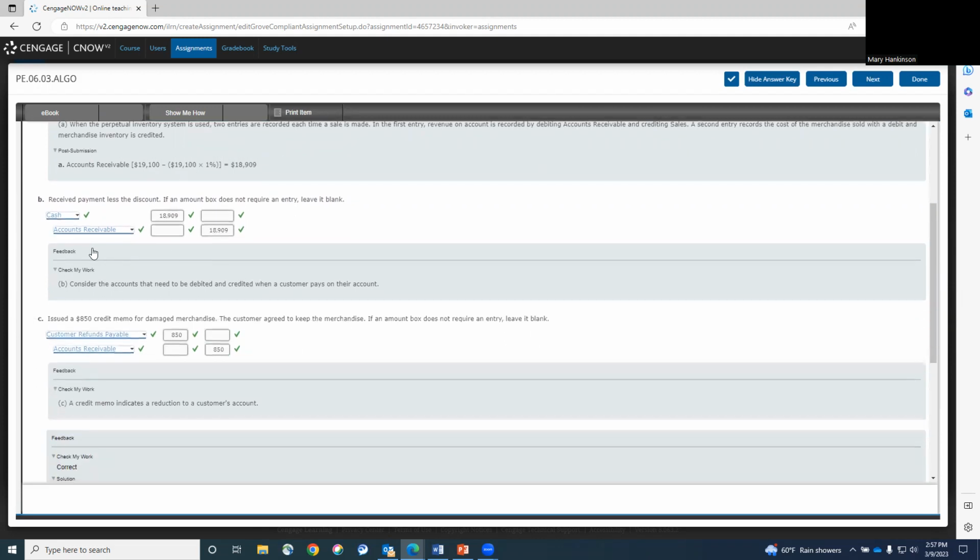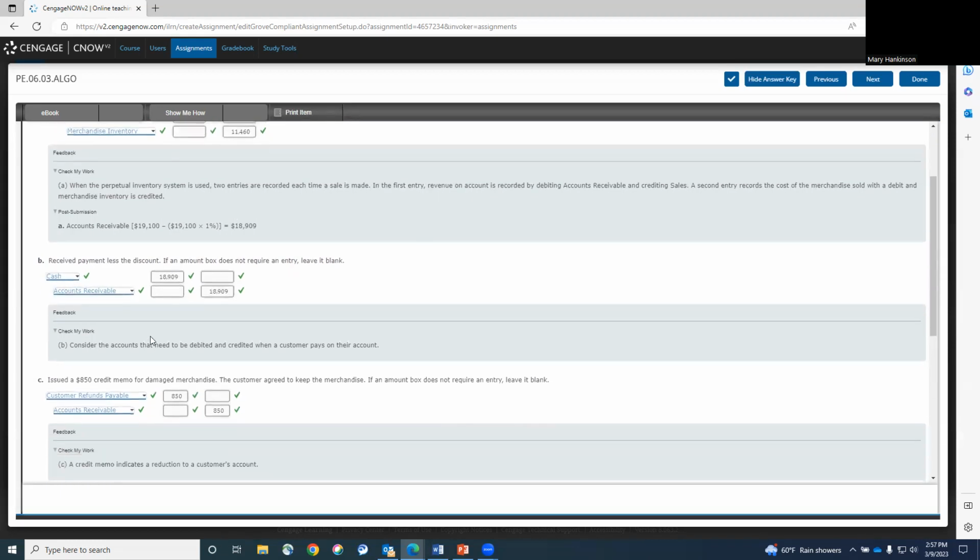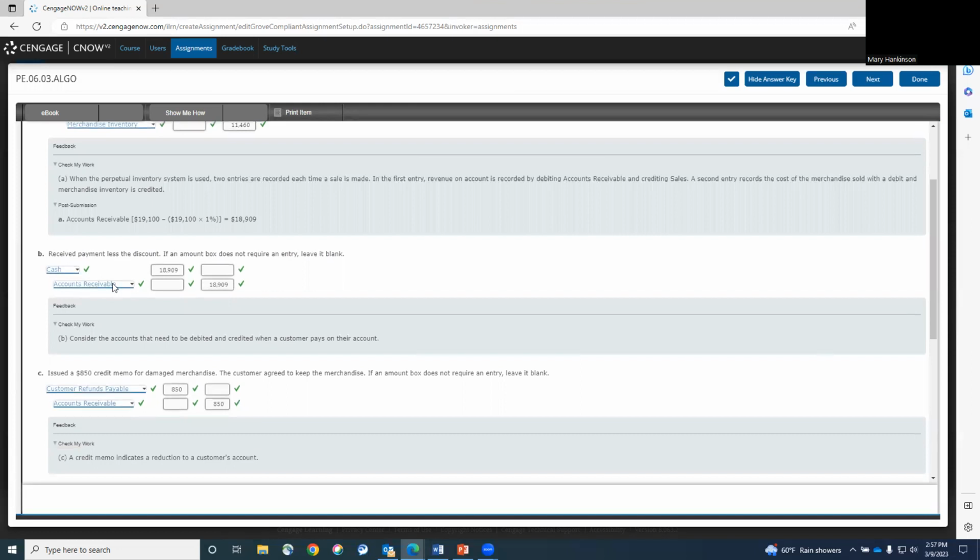All right, so now let's look at B. We received cash payment less the discount. So again, we're going to show a debit to cash because we received cash. We increased our cash, and that means a debit. And they paid it less the discount amount. So the amount that we calculated up here is the same amount we'll use here. And then, of course, we're going to close out that receivable because they've paid it in full. So we're going to credit accounts receivable, reducing that accounts receivable balance.